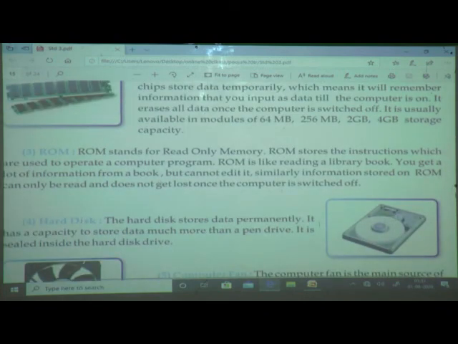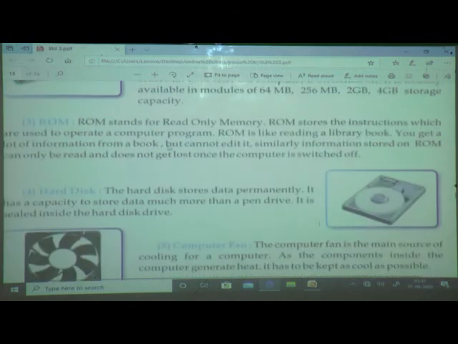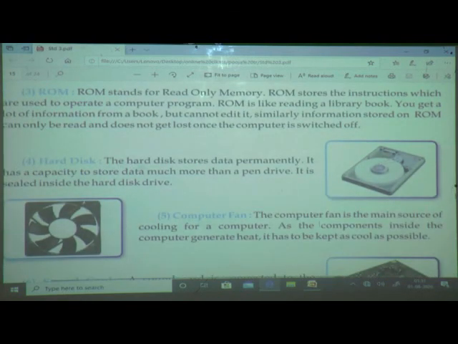Next is the hard disk. The hard disk stores the data permanently. It has a capacity to store much more data than the pen drive. It is sealed inside the hard disk. The hard disk stores the data permanently.